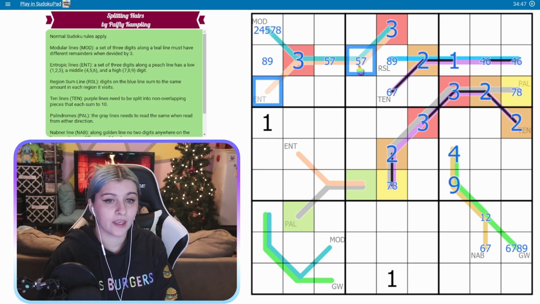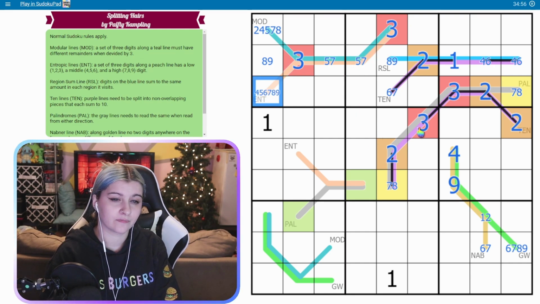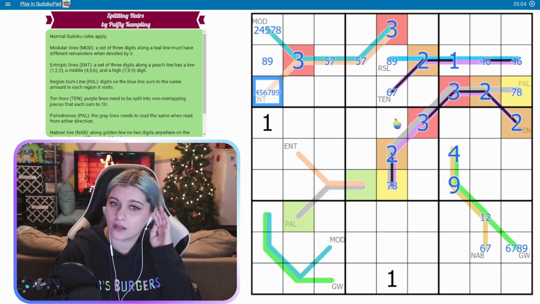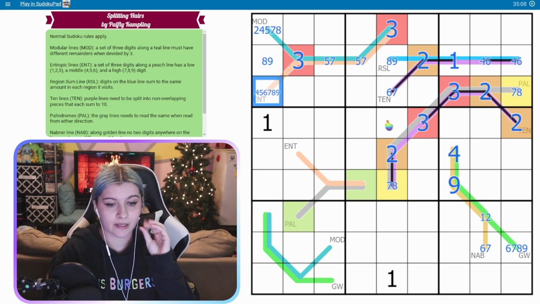Entropic. If this is a 5, this is a 456. All of which are fine. If this is a 7, this is a 789. All of which are fine. I don't think I wanted to mark that actually, but I'll leave it for now. Okay, I did that as messily as possible, I think, but it all worked out.